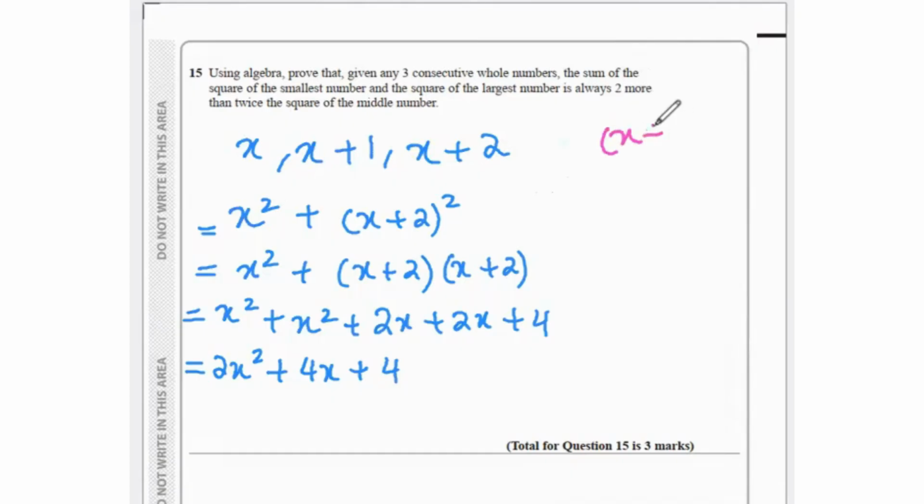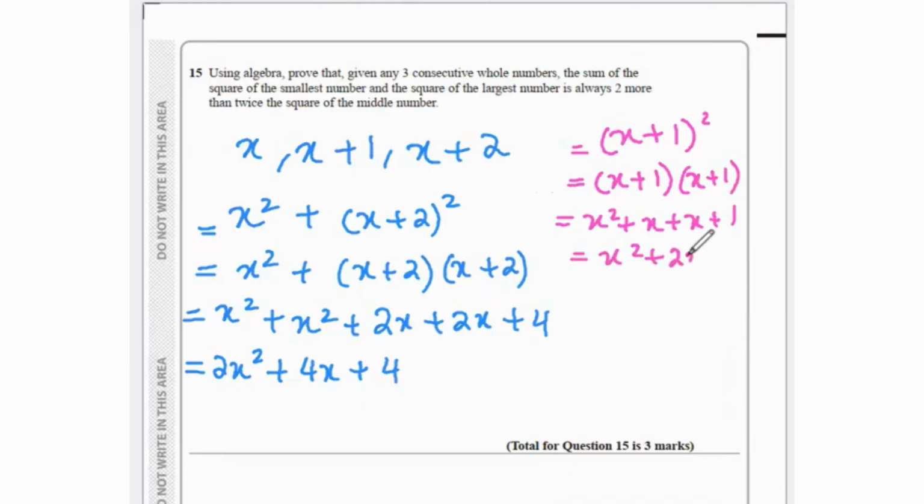So (x plus 1) squared is going to be (x plus 1) times (x plus 1), which is x squared plus x plus x plus 1. That's x squared plus 2x plus 1. It is always 2 more than twice the square of the middle. So if we multiply this, x squared plus 2x plus 1, that gives us 2x squared plus 4x plus 2.